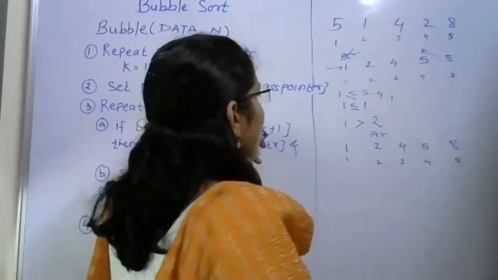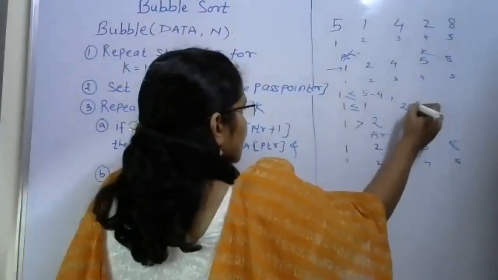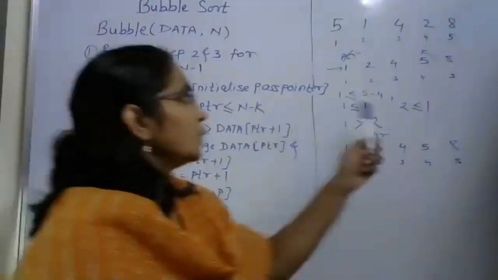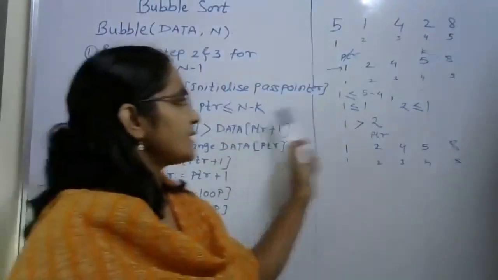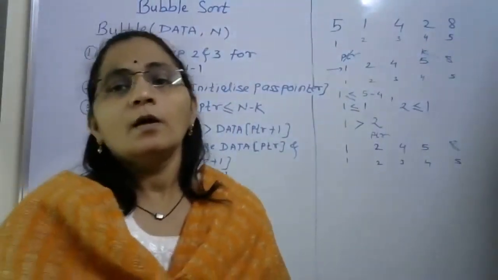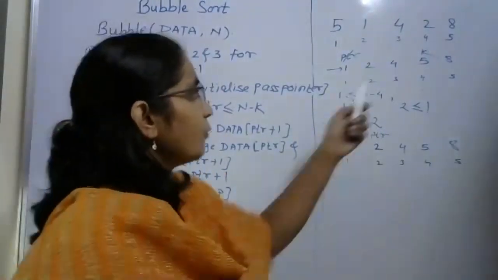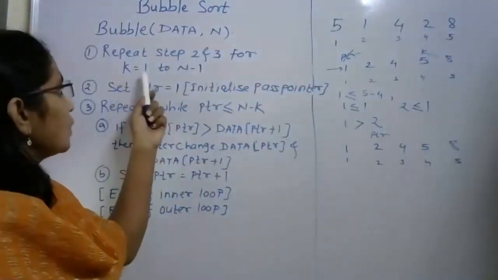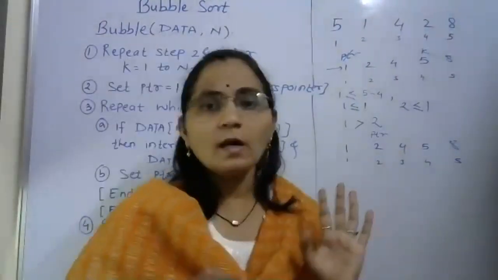Now your pointer PTR is at the second location. So it is 2, and is that less than or equal to 1? The condition becomes false. 2 is not less than or equal to n minus k, and the value of n minus k is 1. Hence here your algorithm is completed, because this is your fourth pass, k equal to 4, and our step is k equal to 1 to n minus 1. So this is the final output.